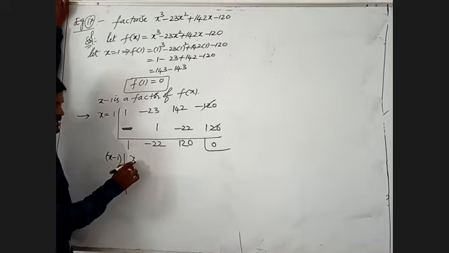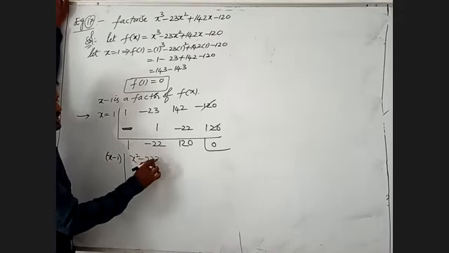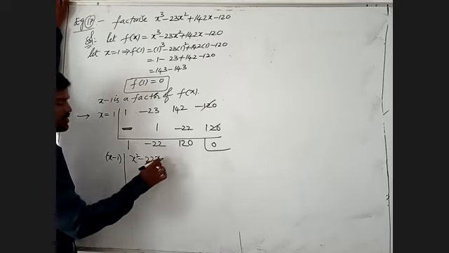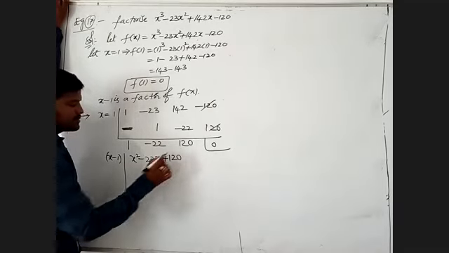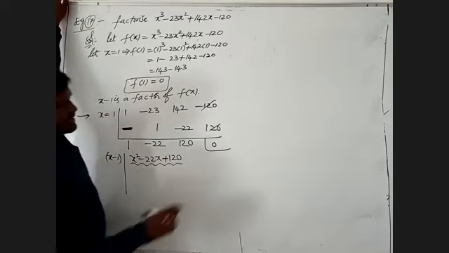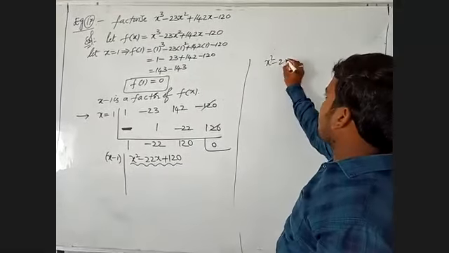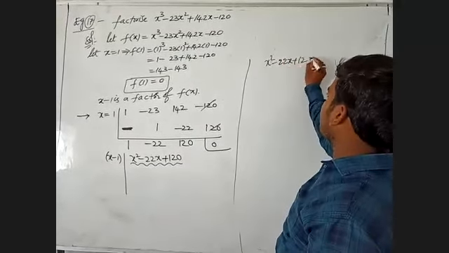1 into x square, that x will be written as 22x. Later it was written as plus 120. We have to factorize this one. That means x square minus 22x plus 120 we will write.